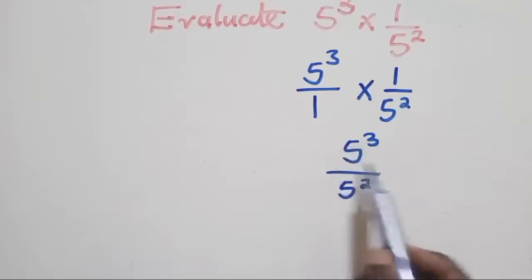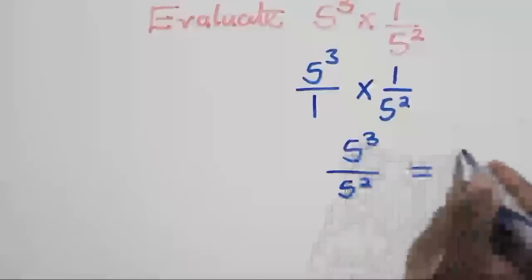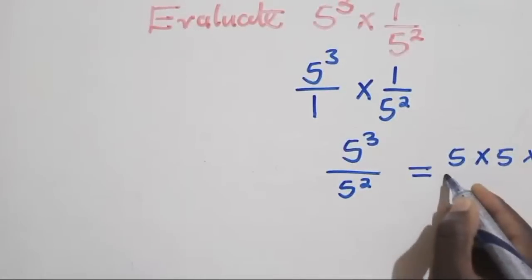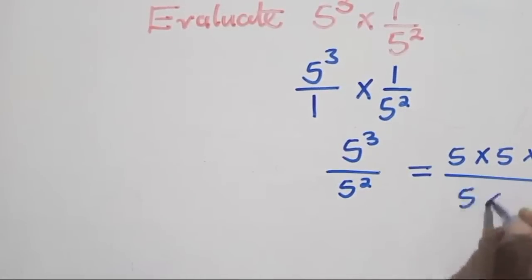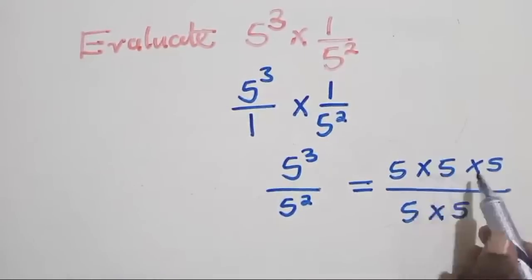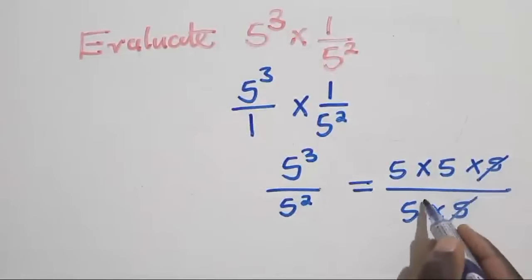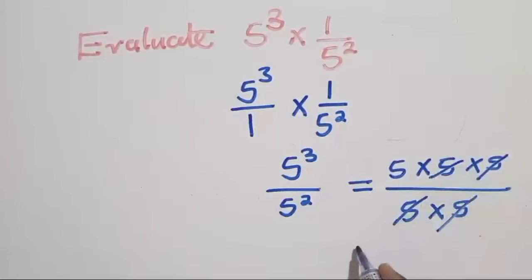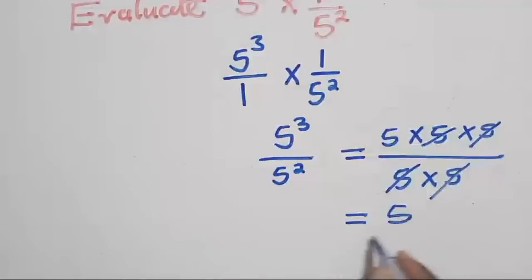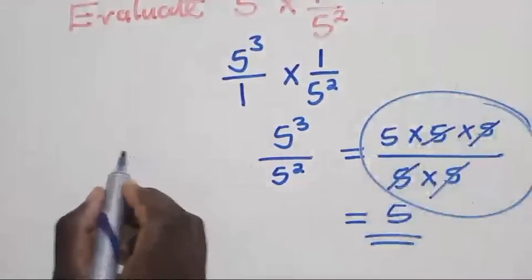So here, there are 2 ways on how you can solve. One of the ways, you can just split this. This is the same as 5 times 5 times 5 over 5 times 5, like that. How many 5s do we have? 3 of them. So this and this will cancel. Remember, it's division. This and this will cancel. Hence, our answer will just be what? A 5.